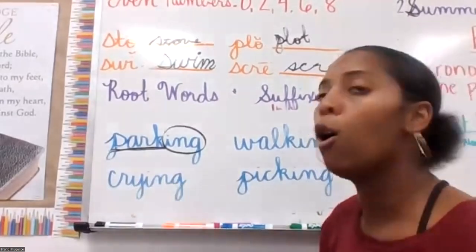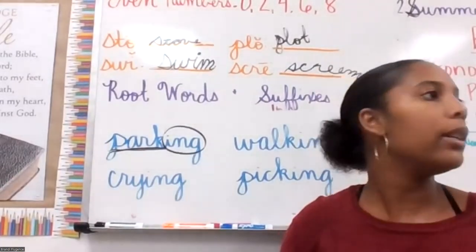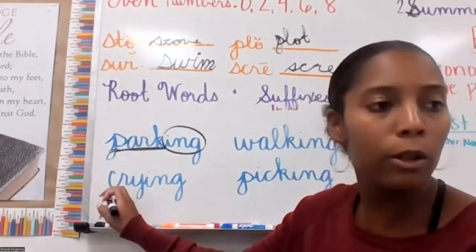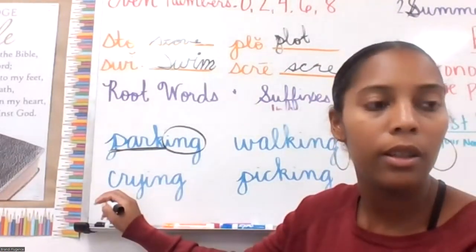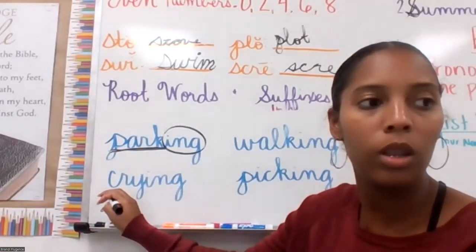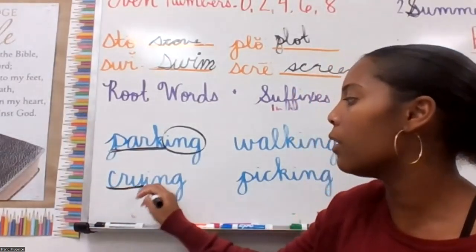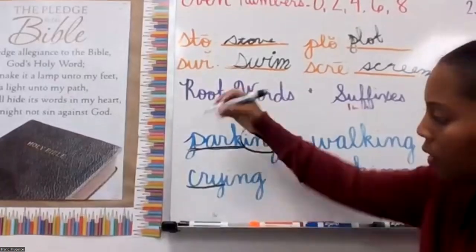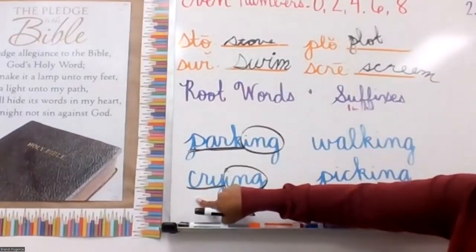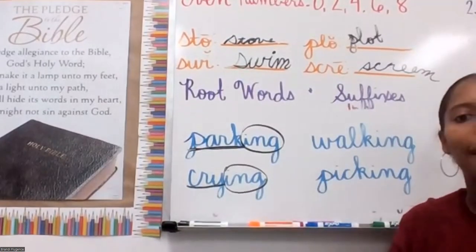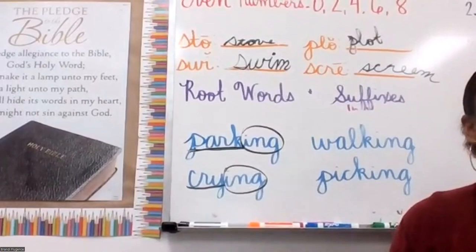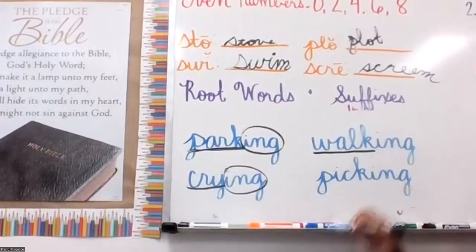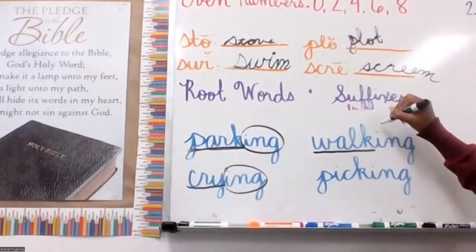So let's look at crying. What's my root word in crying? What's the root word in crying? Cry. What do I do to show the root word? Underline cry, and then what's the suffix? ing. And how do I show the suffix ing? Circle it. Underline your root word, circle your suffix. Next I have walking. What's my root word in walking? Walk. How do I show the root word? Underline the root word, and what's my suffix? ing. And what do I do? Circle the suffix.